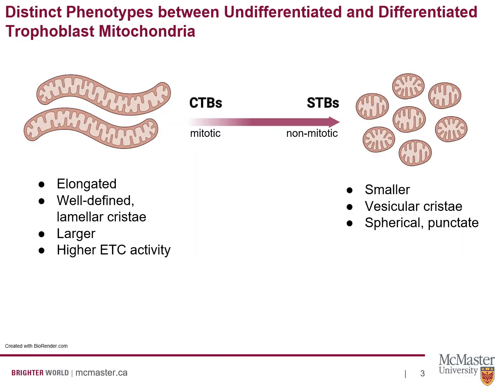So there are two distinct phenotypes between these two subtypes of trophoblasts. Cytotrophoblasts have more elongated, well-defined lamellar cristae, and they have larger mitochondria and greater electron transport chain activity. Whereas as these proliferative, undifferentiated trophoblasts differentiate, they have a different mitochondrial phenotype, which is exhibited as smaller mitochondria. They have more vesicular cristae, they're more spherical and punctate, which just speaks to the mitochondrial function.